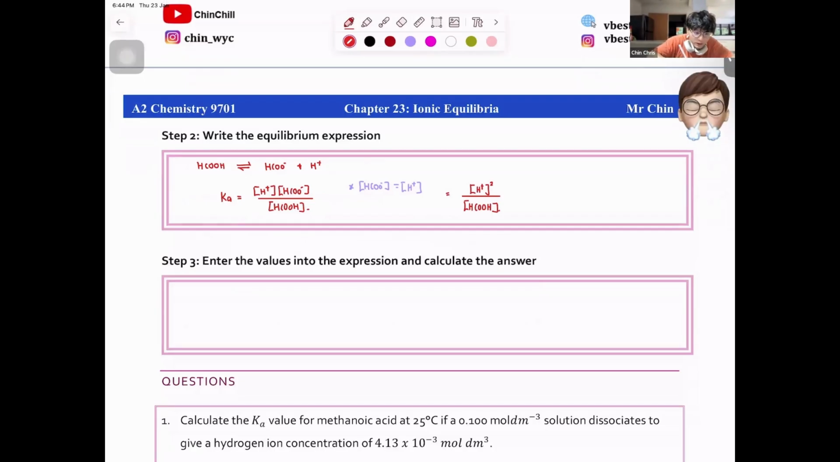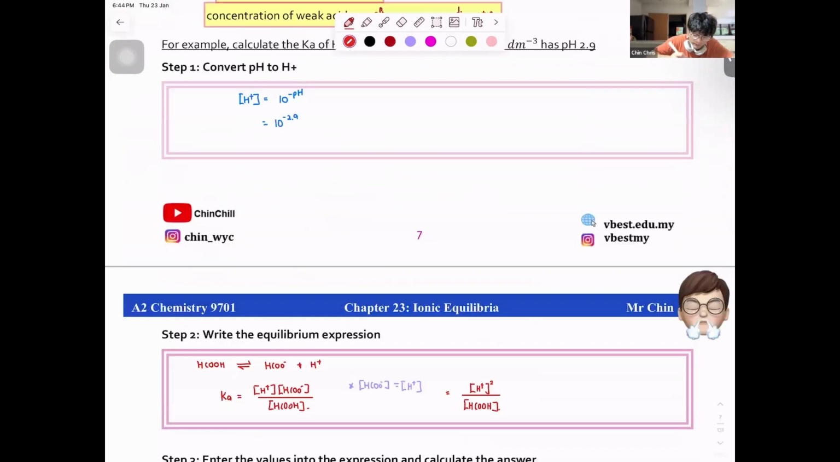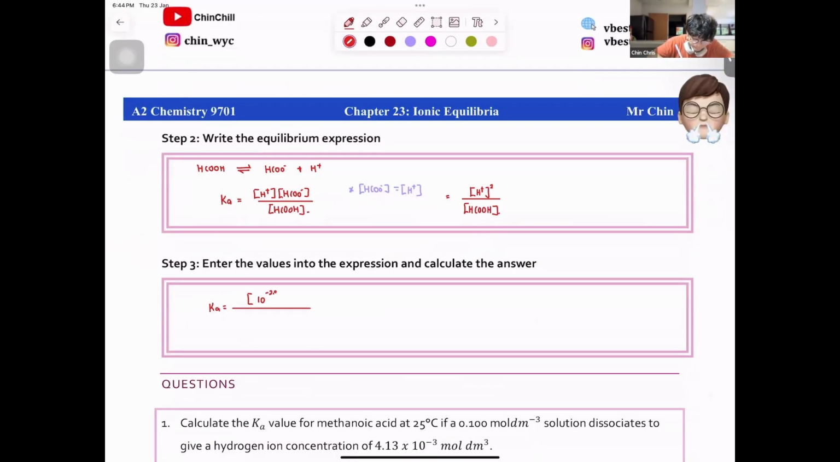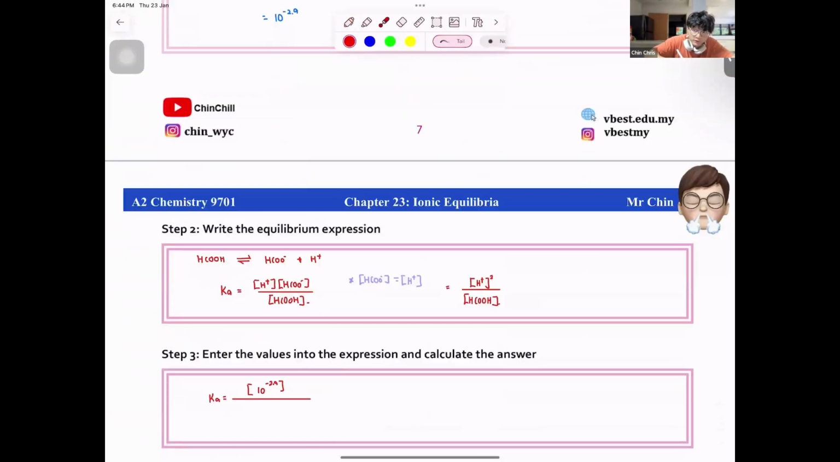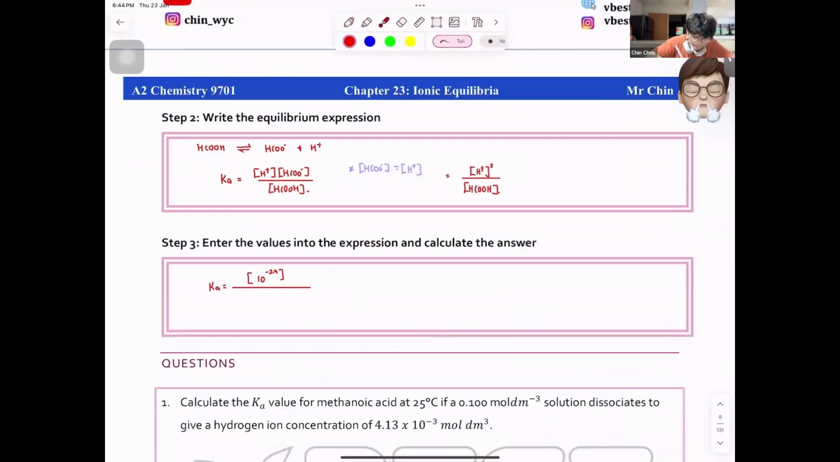Okay, guys, now Ka calculation, go. H plus is 10 to the power of negative 2.9, and the concentration is 0.01. Press the calculator now. Let's go.